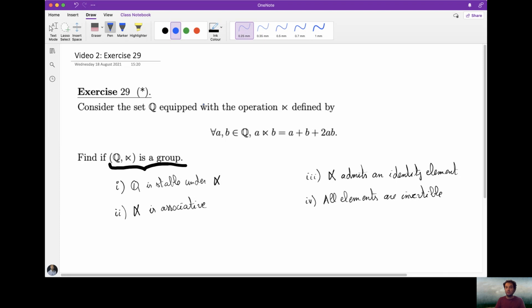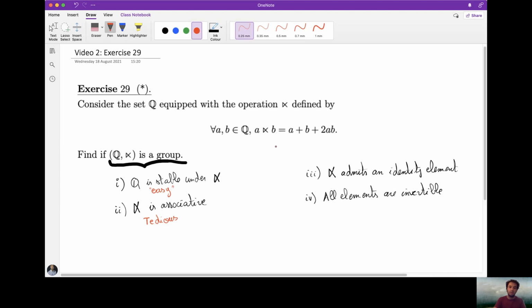So here, and it's generally the case, associativity is the most tedious one to do. So you want to leave that as the last thing to do. This is tedious, might not be hard to do, but it's just a long computation. And in this case, the other 3 are straightforward, easy to do. So we should start with checking property number 1, then 3 and 4, and last associativity in case all of the properties before are satisfied.